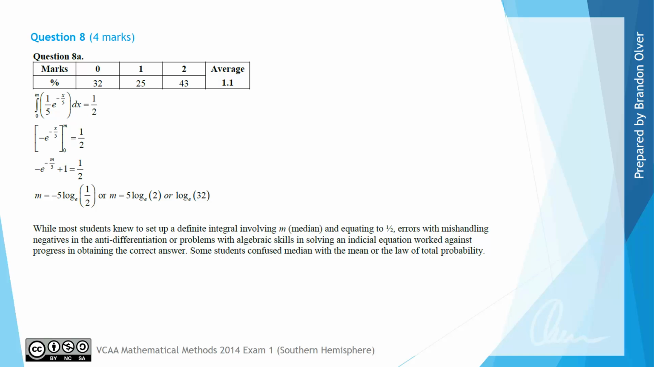And while most students knew to set up a definite integral involving m and equating it to a half, the errors occurred with mishandling of negative signs involved in the antiderivative, or problems with algebraic skills when solving. Some students confuse the median with the mean, or the total law of probability.